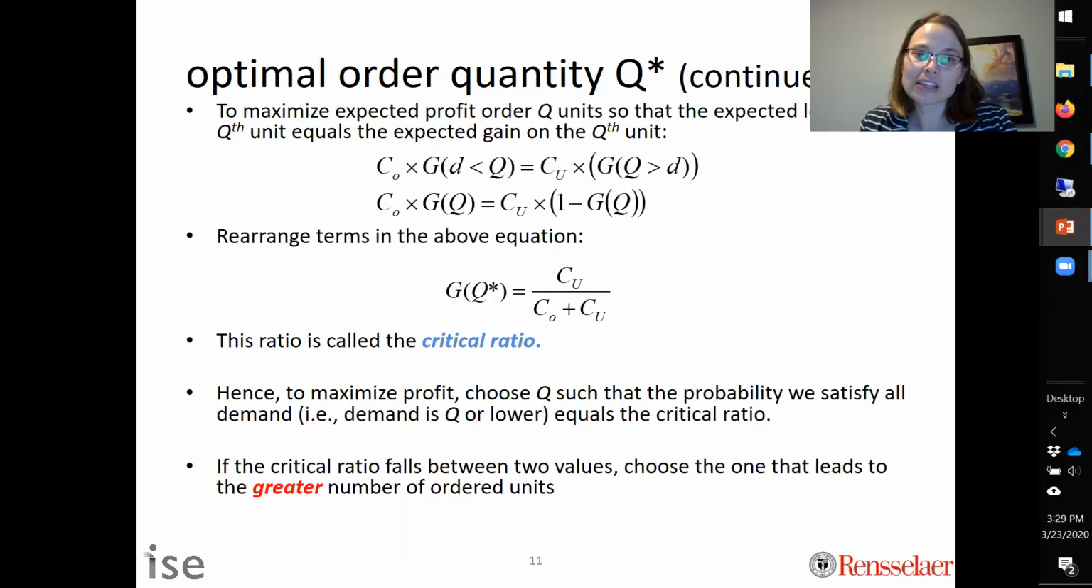The idea is we want to find Q such that the probability we satisfy all demand, that the demand is Q or lower, is equal to the critical ratio. What's kind of cool about this, even with all this derivation, is we just need to calculate this critical ratio. Once we have it, we just need to find Q such that the cumulative distribution function of Q star is at least the critical ratio, and that's how we optimally set Q star. We'll do some examples to illustrate that.